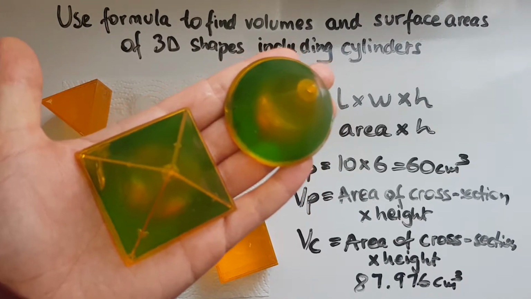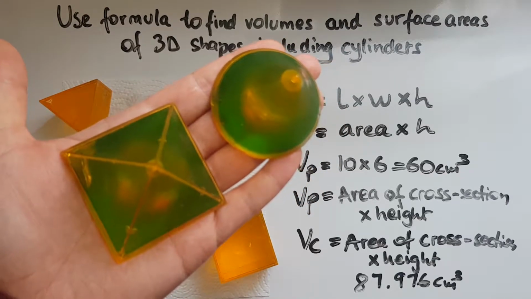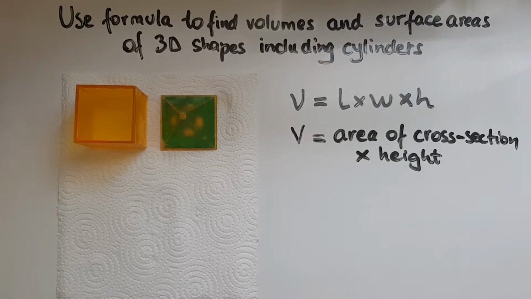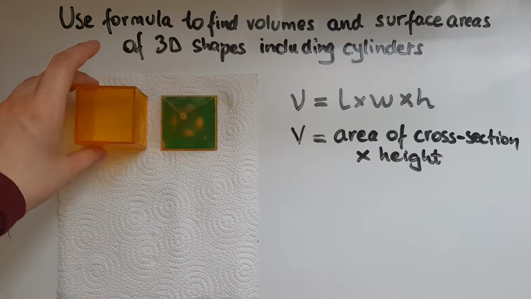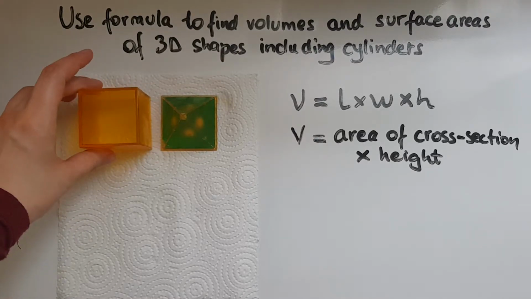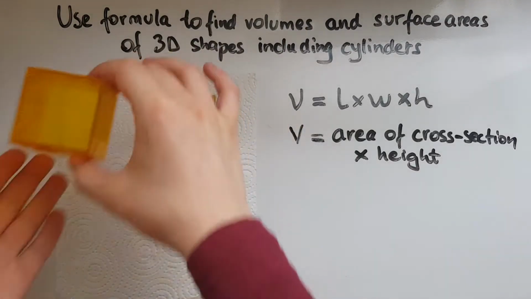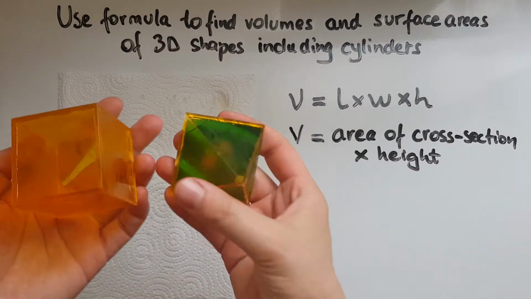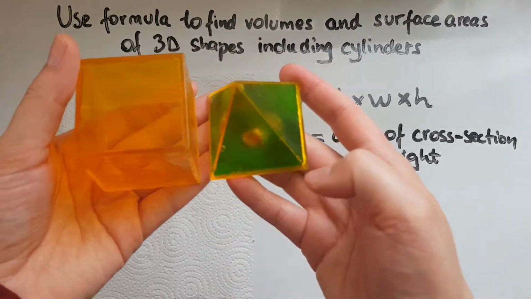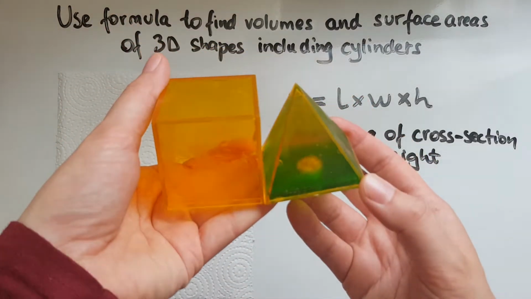So what do we do in this case? And this is what we're going to look at now. We'll try and make that link between the shapes with a cross section and the shapes that are pointy, like the pyramids and cones. So if I ask you to compare these two, what do you notice in between them?